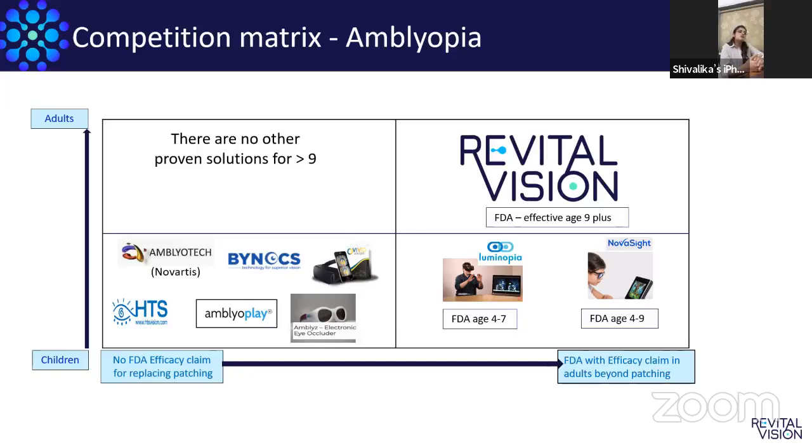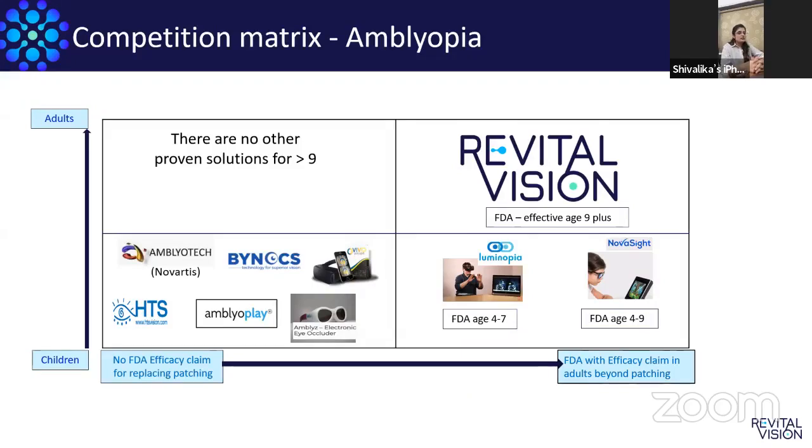But the only thing is that there is no efficacy claim for replacing these kind of therapies with patching. Coming to improve the vision in children beyond what it is required with options that are FDA approved. And FDA approved is basically letting you know that this particular treatment is very, very safe for children. So there are two current companies that are doing vision therapy for children age 4 to 7 years and 4 to 9 years: Luminopia, which is a VR-based visual acuity improvement device, and Novasight is another.